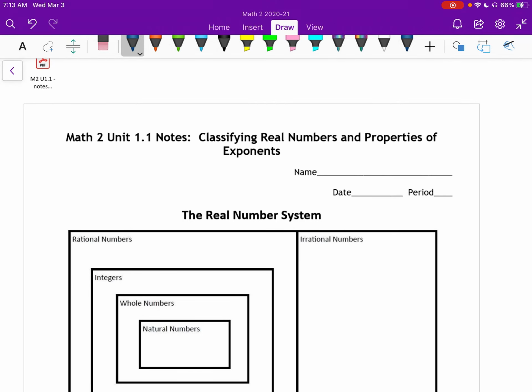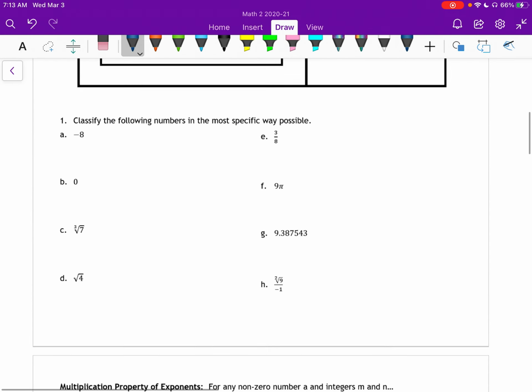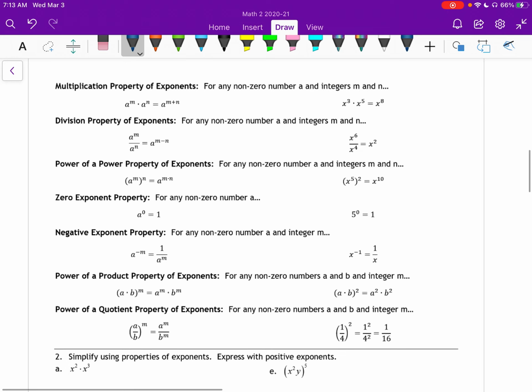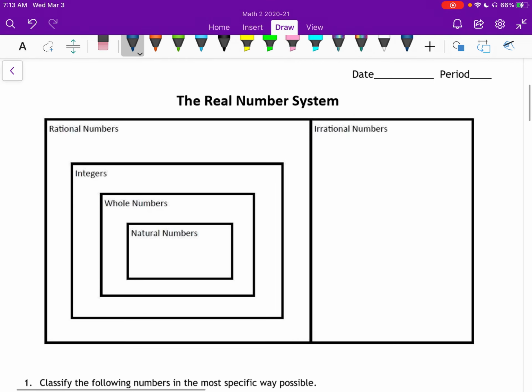All right, Math 2, Unit 1, Section 1. So we're classifying real numbers and properties of exponents. These are going to be two different ideas that we have here. The front page is going to be classifying numbers, and the second page is properties of exponents. So starting off here, the real number system.